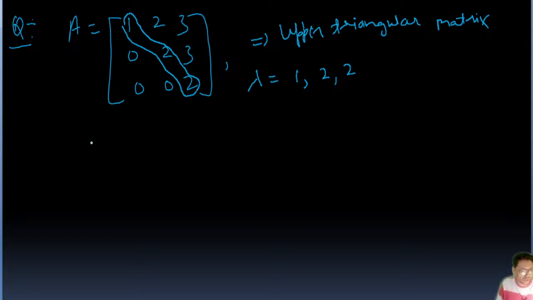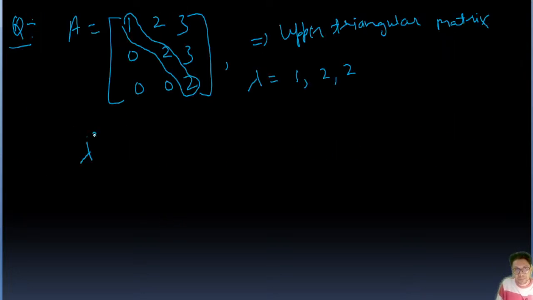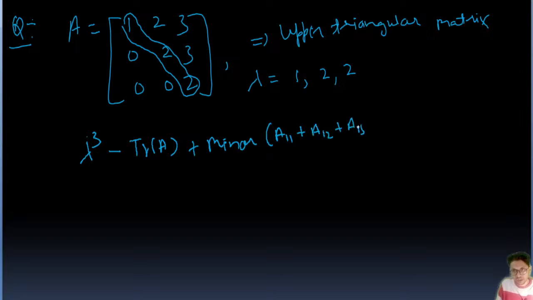Now we'll write the characteristic equation by this trick. This is the formula you need to note down and memorize: lambda cube minus trace of A, plus the minor A11 plus A22 plus A33, minus the determinant of A. The signs alternate: plus, then minus, then plus, then minus. How to find the minors, I'm going to also tell you.